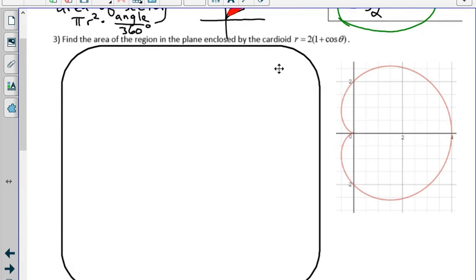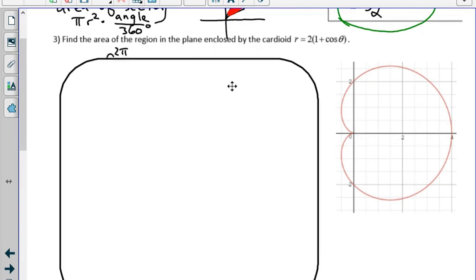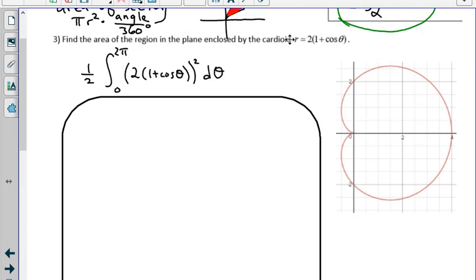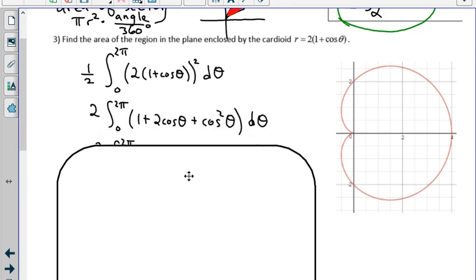Okay, problem 3. Find the area in the plane enclosed by the cardioid r equals 2 times 1 plus cosine theta. Since cardioids have 2 pi as their period, or how long it takes to cycle the whole thing, we're going to go from 0 to 2 pi, and then 1/2, and then I'm finding the area of this. So this is my r, and I'm going to square it.